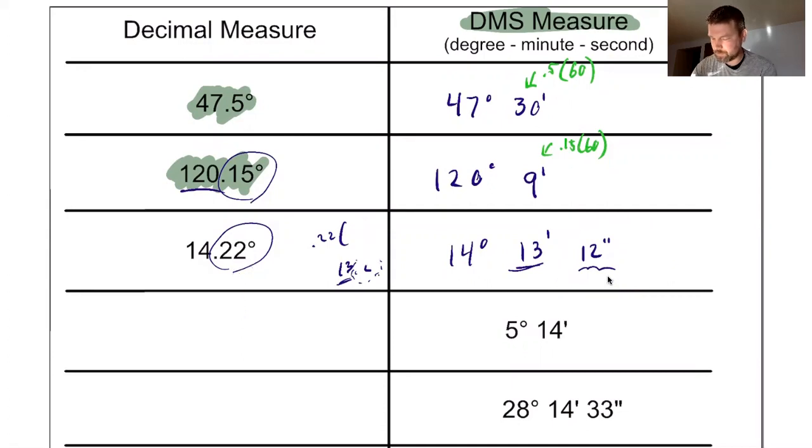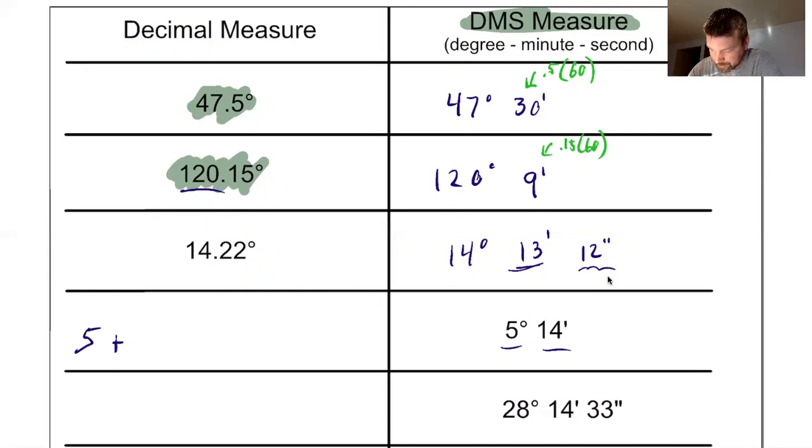All right, let's try doing it the other way around. So the other way around, I've got 5 degrees and 14 minutes. So that's literally 5 whole degrees plus 14 minutes. Well, 14 minutes would be 14/60ths of a degree. So plus 14/60ths. Plug that in your calculator, you're back into decimals. 5 plus 14/60ths is 5.23 repeating.